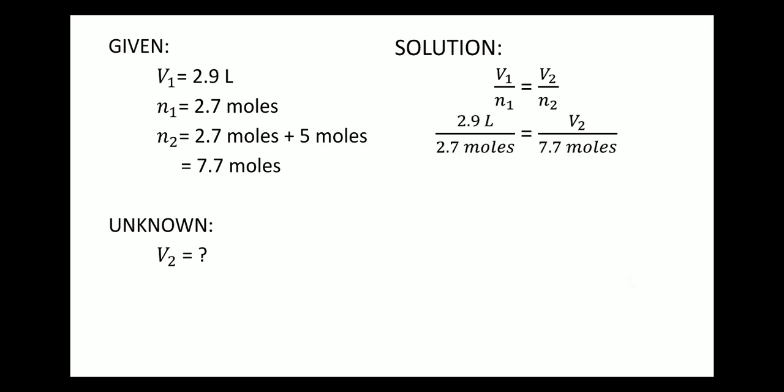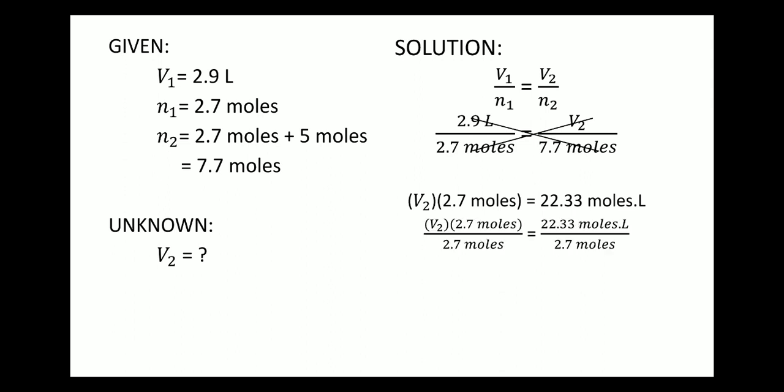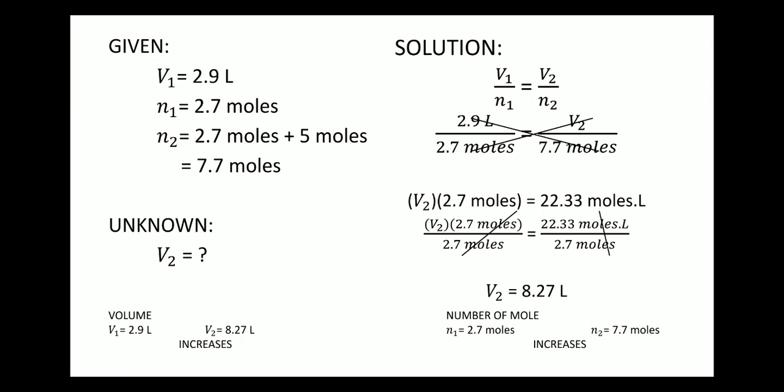Formula, substituting the values, 2.9 liters over 2.7 moles is equal to V2 over 7.7 moles. Cross multiply, copy V2 and 2.7 moles, then the product of 2.9 and 7.7 is 22.33 mole liter. Dividing both sides by 2.7 moles, cancel, then the answer is 8.27 liters. Analyzing the values, volume from 2.9 to 8.27 increases. Number of moles from 2.7 to 7.7 moles increases also.